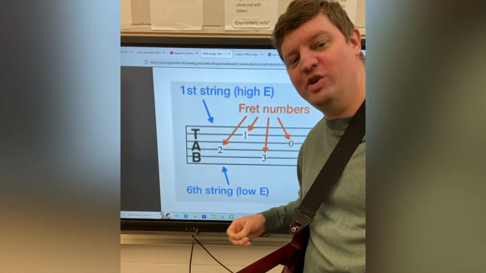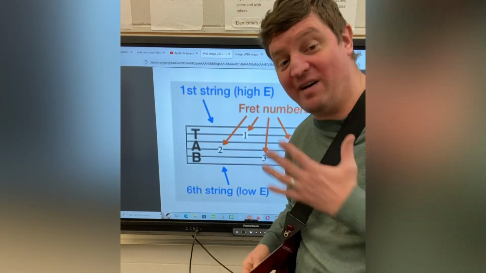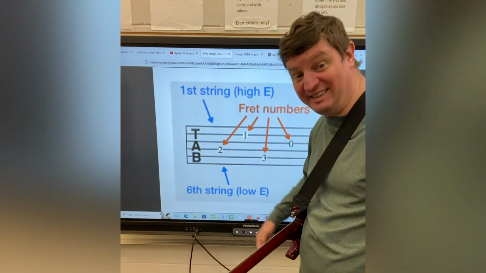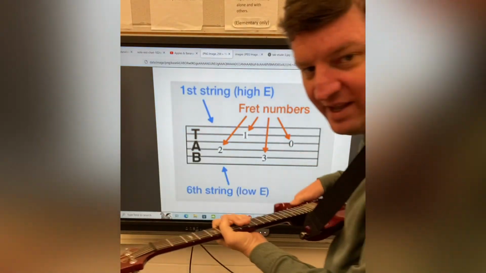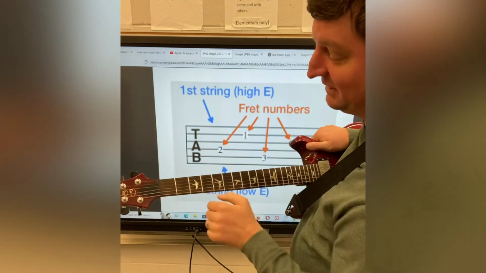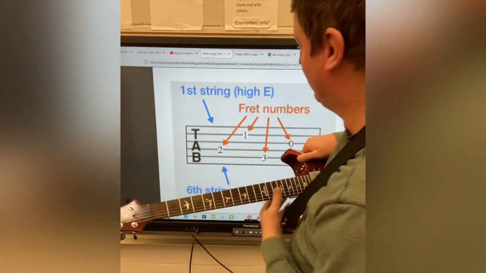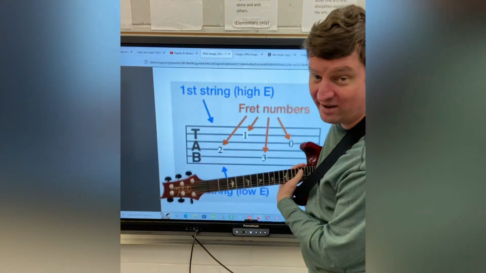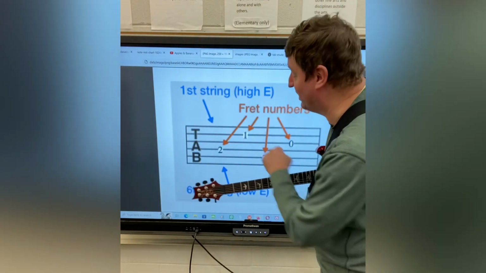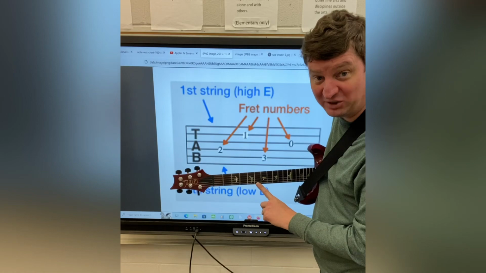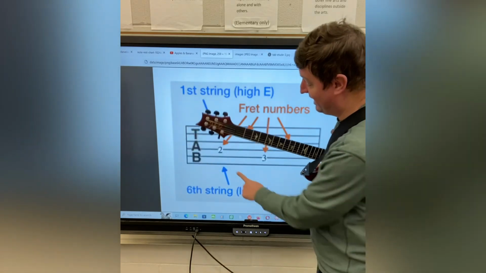So when you read regular sheet music, it has 5 lines on the staff. Here we have 6 lines because they represent the 6 strings of the guitar. When you play a guitar, you look down at it like this, and so this string up here is the same as this string right here. It's like you're looking down at it. So the thinnest string, the high E string, is up here. Here's the biggest string, the low E string, and it's down here.